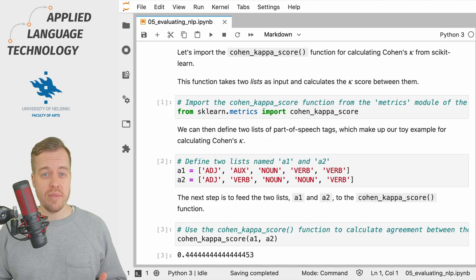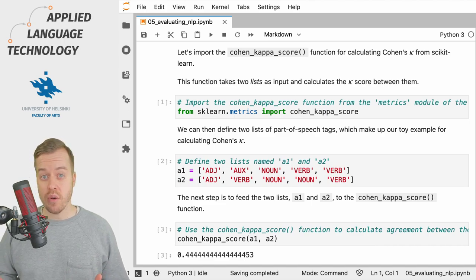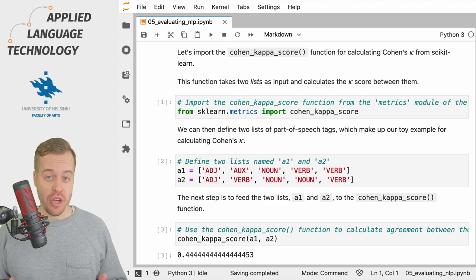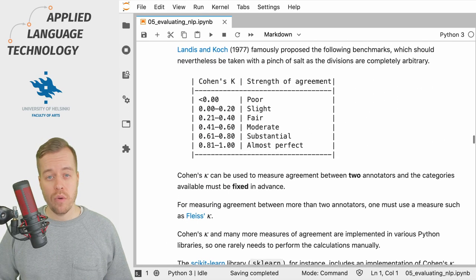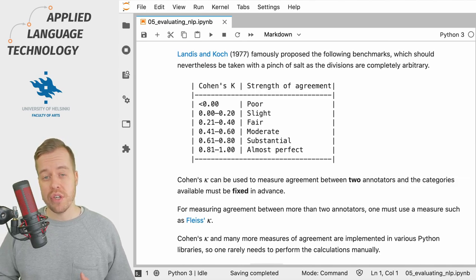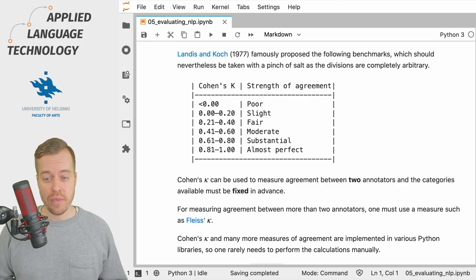So this is our estimate of agreement, which has been corrected for the chance that the two annotators represented by these lists would agree by chance. Finally, we can take a look at the table proposed by Landis and Koch, which gives some criteria on making sense of the Cohen kappa score values. And in this case, our result 0.44 would indicate moderate agreement.